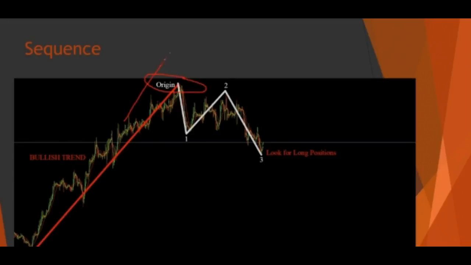and changes direction, it changes from up to down, what do we do? We look at the origin. Of course, I circled it. And then you first look for that first big push where point 1 lies. Once you found that, all you're doing is looking for its deepest pullback.